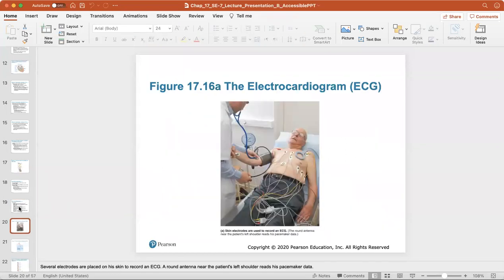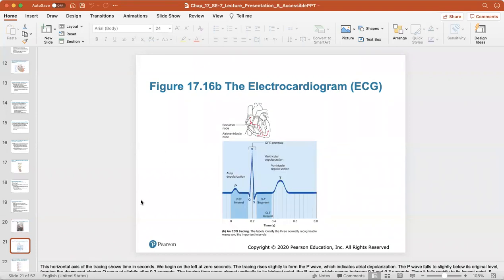And this is a showing of how several electrodes are placed on this patient's skin to record an ECG, because the skin cells can record the electrical activity of the heart. A round antenna is placed near the patient's left shoulder to read his pacemaker data, because this patient has a pacemaker implanted.